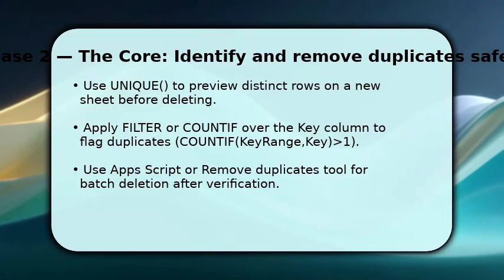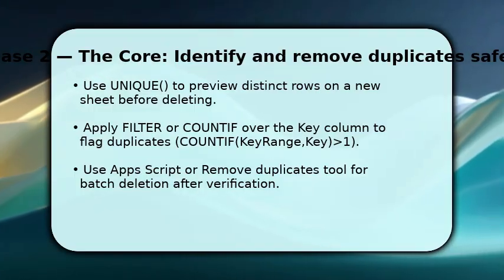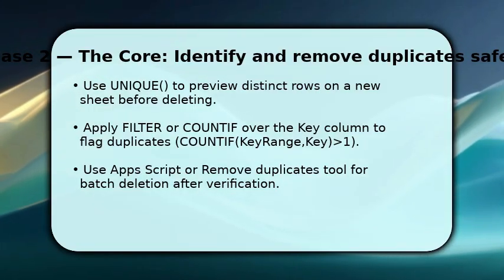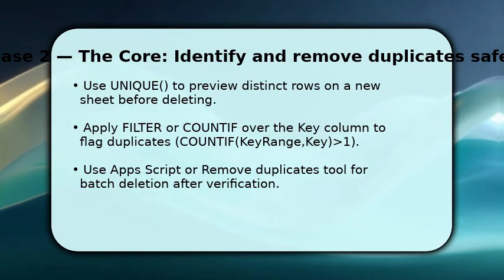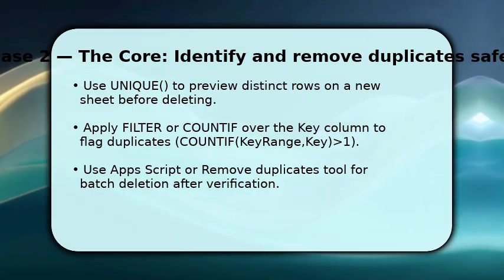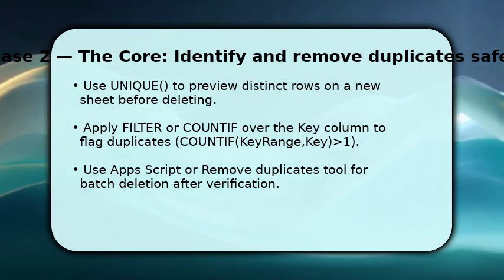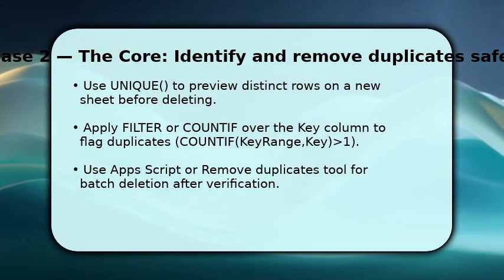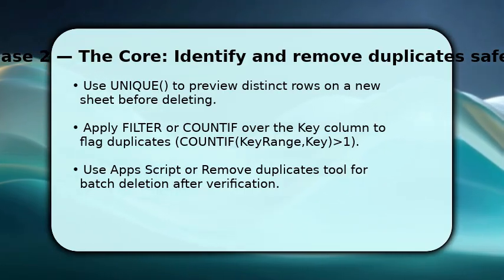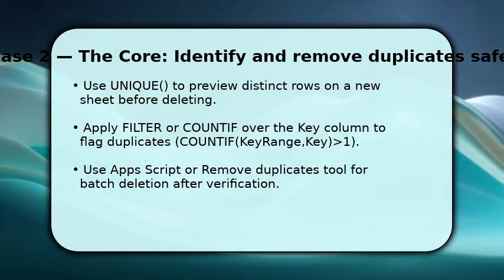You now identify duplicates systematically. First, create a preview using UNIQUE on a copy sheet so you can inspect how rows will look after dedupe. Then add a flag column with COUNTIF(key range, key cell) > 1 to mark duplicates explicitly. That helps you review which rows to remove.